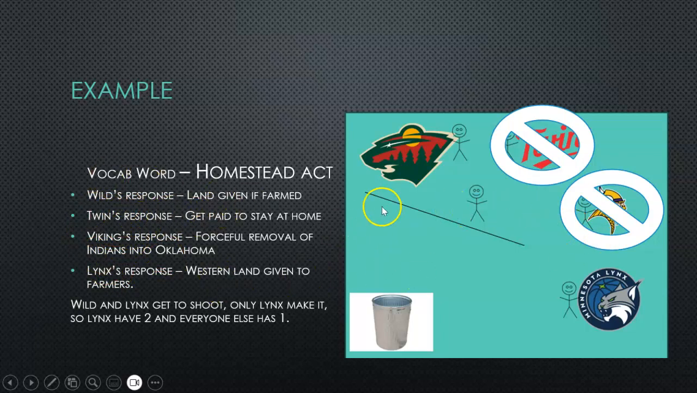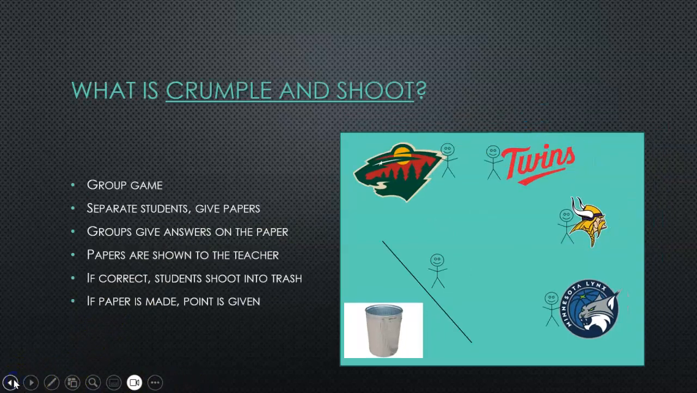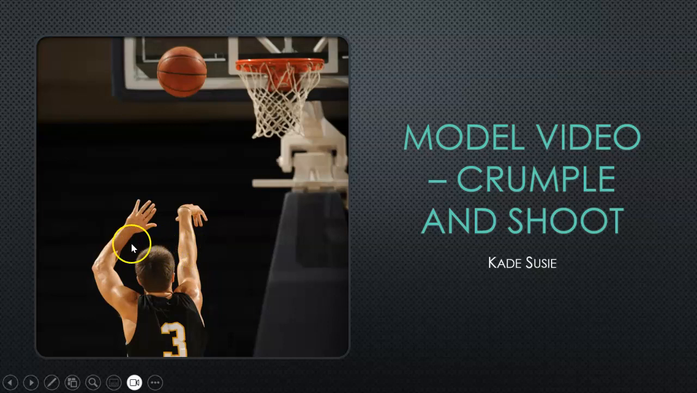So then the Wild and Lynx get to come up and shoot at this line, which is a little further back in the classroom. It's a little harder. The Lynx make it, but the Wild don't. So the score would be the Lynx have 2, the Wild have 1 because they didn't make that second one, and the Twins and Vikings still have 1, even though they didn't get a chance to shoot, because they made one from the last round. So the Lynx would be winning 2 to 1 to 1 to 1. Then you would continue with the rest of the vocab words that we used earlier in the week. And so that is the crumple and shoot vocab strategy.